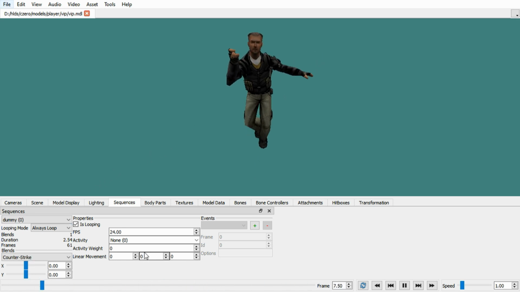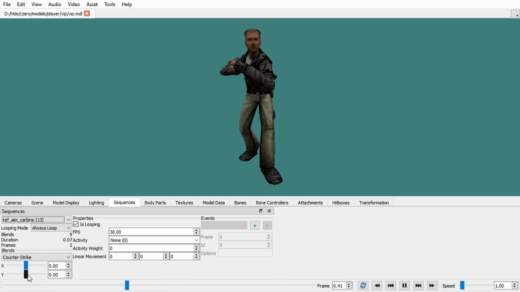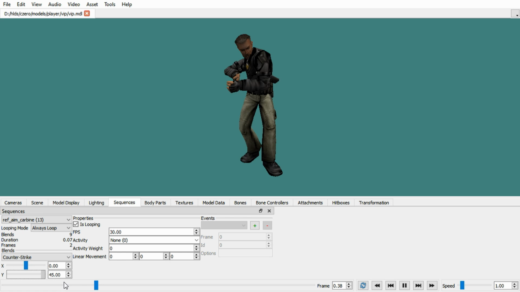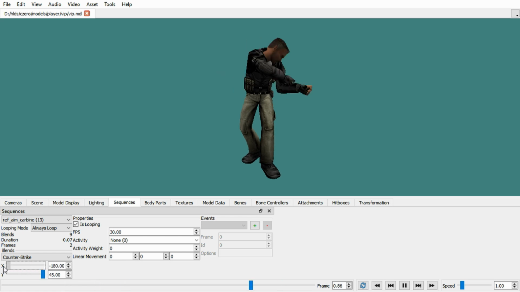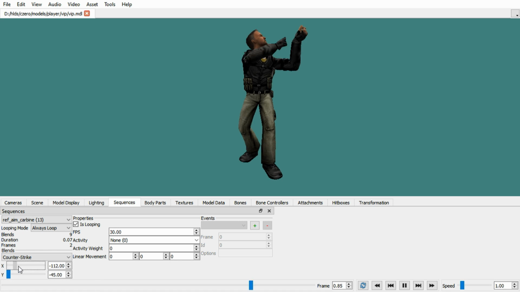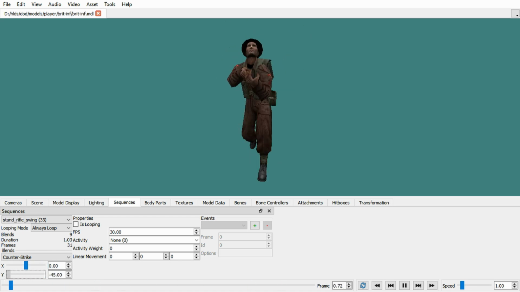Now take this Counter-Strike model. It has animations that have 9 blends. You have one looking up, one looking straight at you, one looking down, and 6 more for looking left and right. This is called 9-way blending, and it is used by Counter-Strike and Day of Defeat. If you know about any other game that uses this, please let me know.